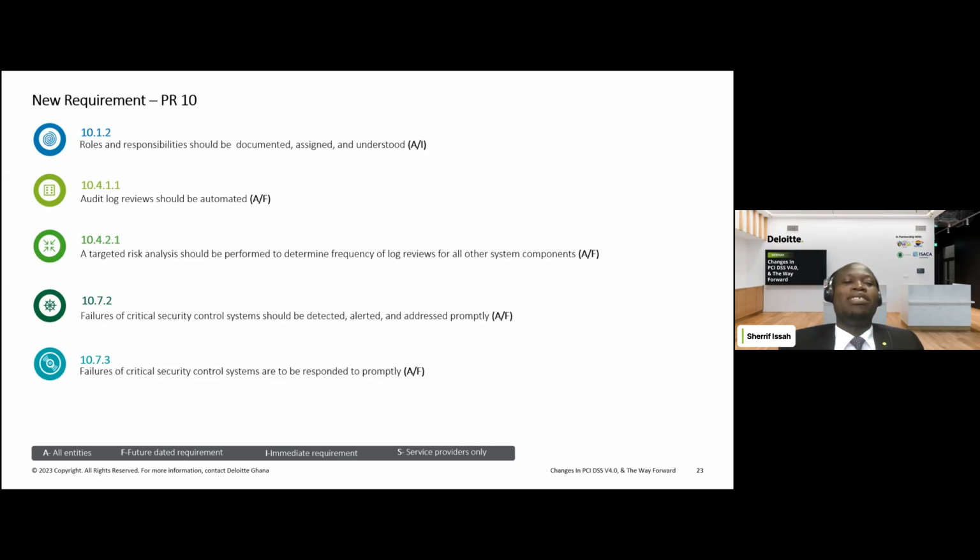And under requirement 10.4.1.1, it says that audit logs should be reviewed automatically, or there should be automated ways of reviewing audit logs. In fact, 3.2.1 was kind of silent on how it should be reviewed in terms of the tool side. But now it's saying that there's a need to have it automated. And automation means there should be a tool.